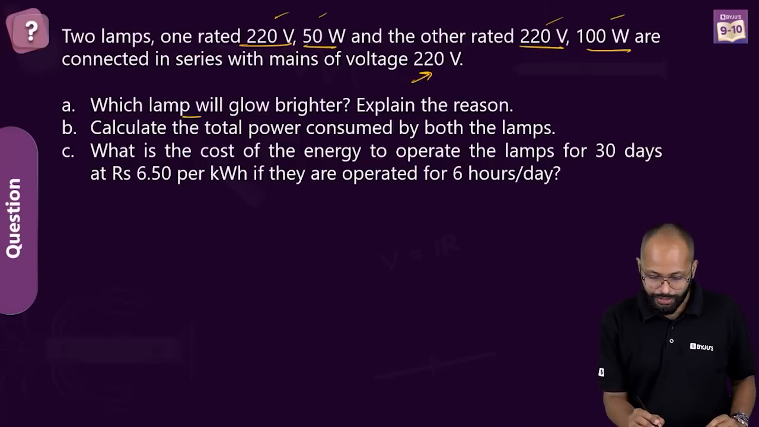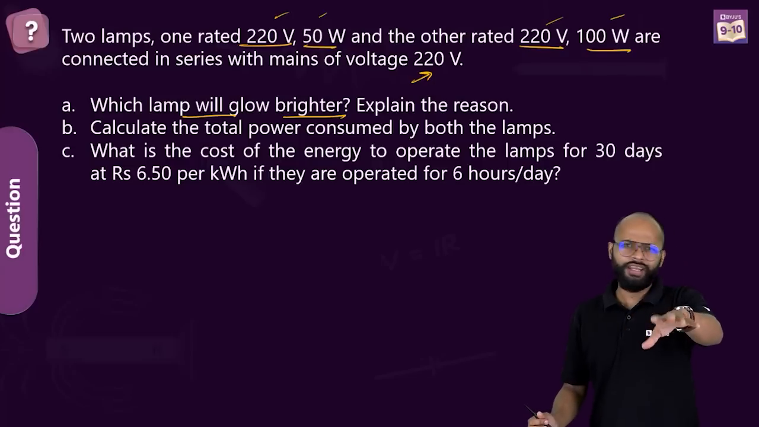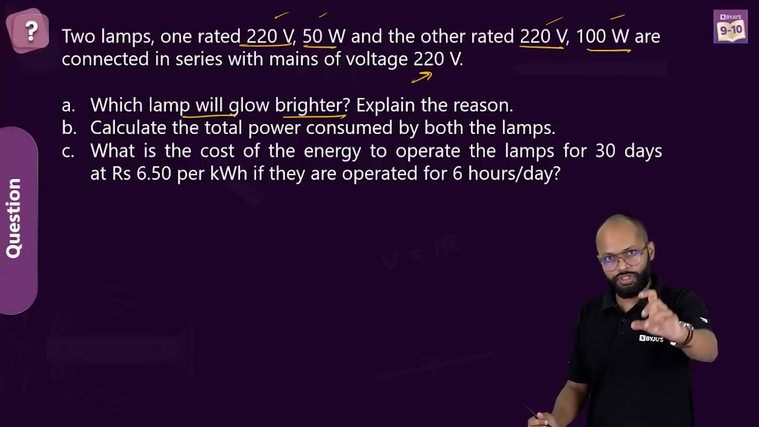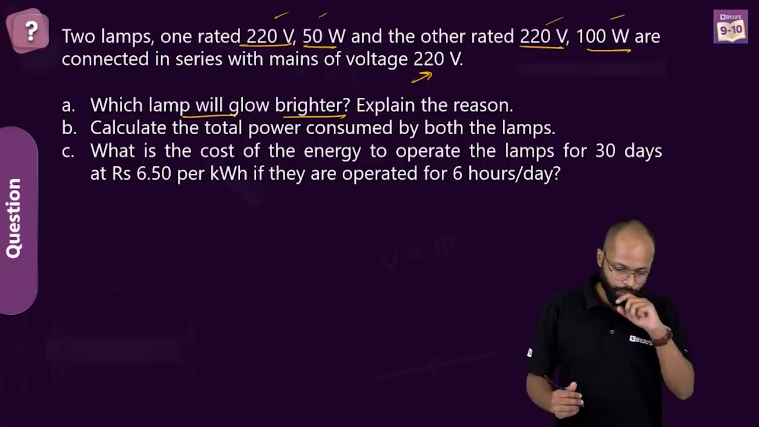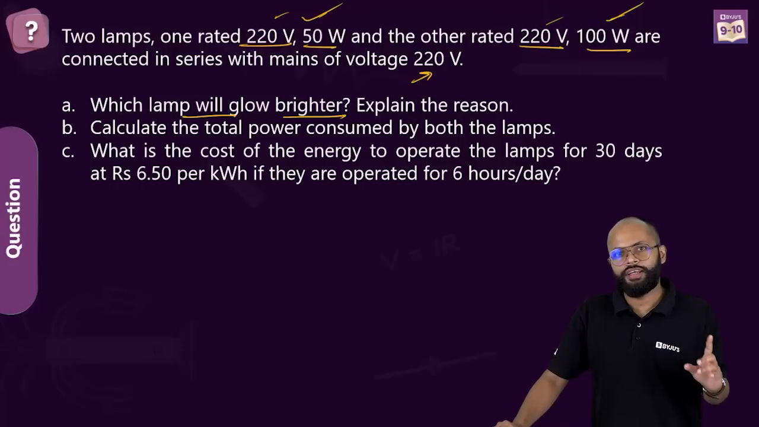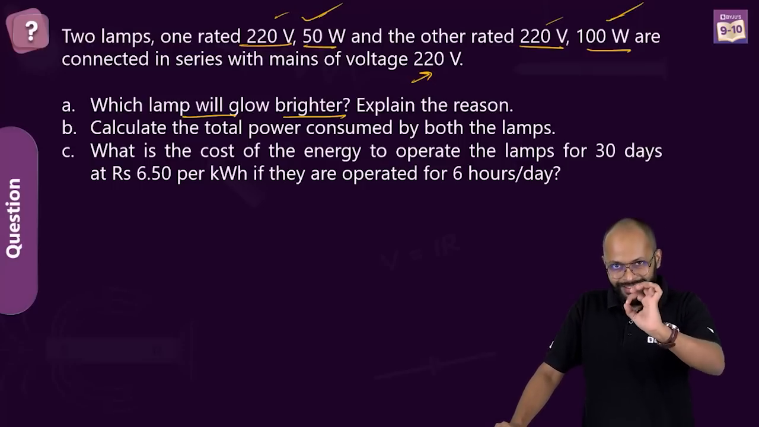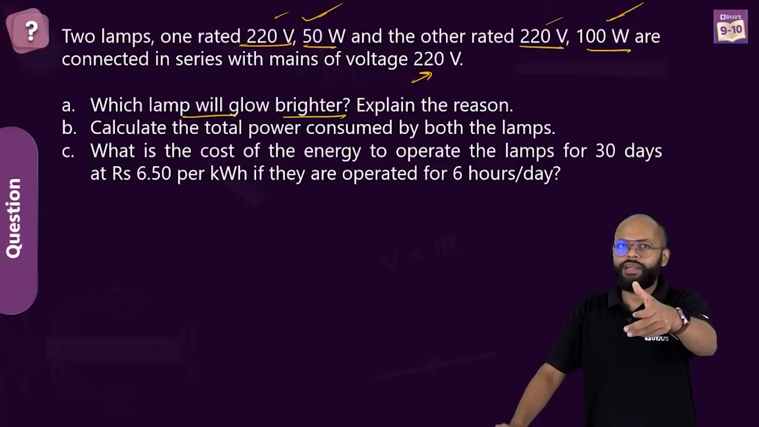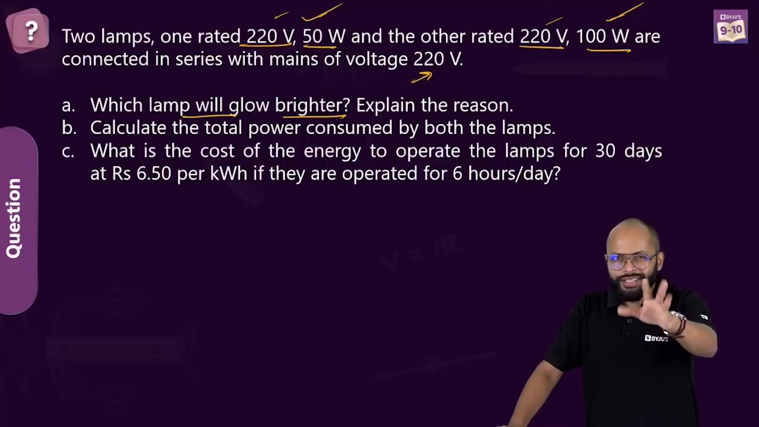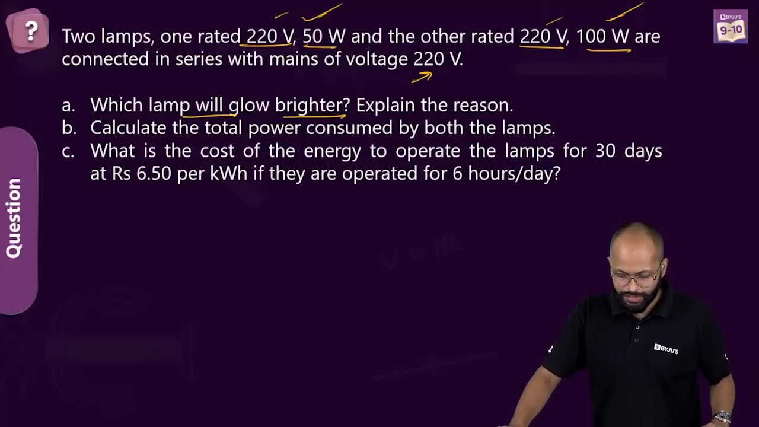Fine. So which lamp will glow brighter? If you are able to figure out which has more power dissipation, that will glow brighter. Oh, sir, it means the 100 watt. Huh? Hold on. I'm saying power dissipation in the current situation. It's not what the power rating is. Power rating is not always what is being dissipated right now. Look at the connection also. It's series.